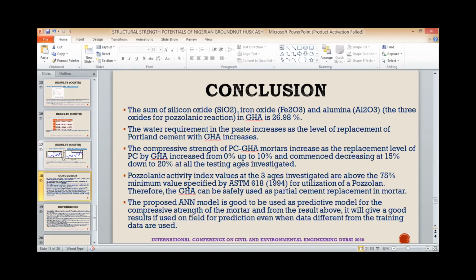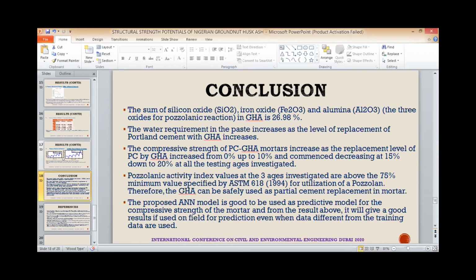And the pozzolanic activity index values at the 3 ages investigated are above the 75% minimum value specified by ASTM 618 for utilization of a pozzolan. So it can be safely used as a partial cement replacement.